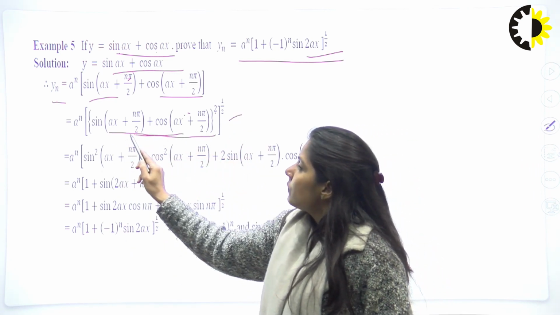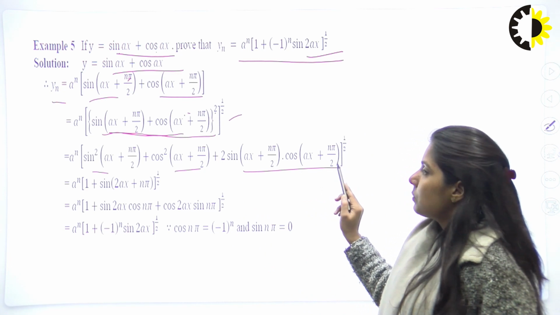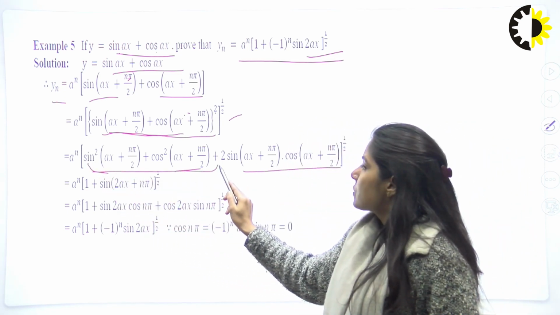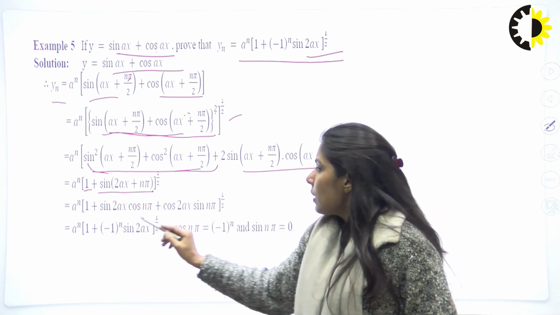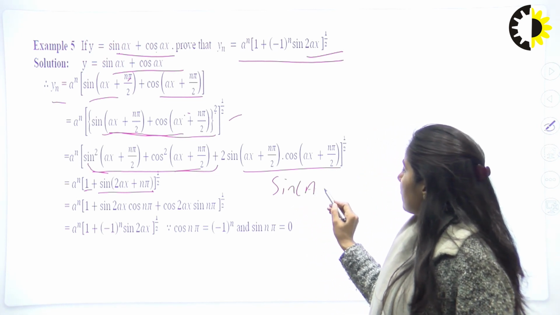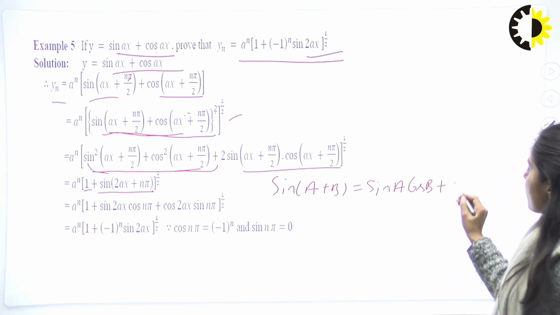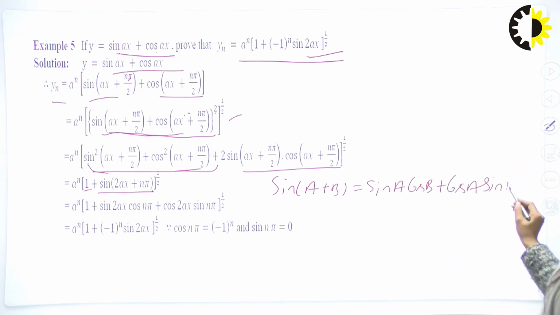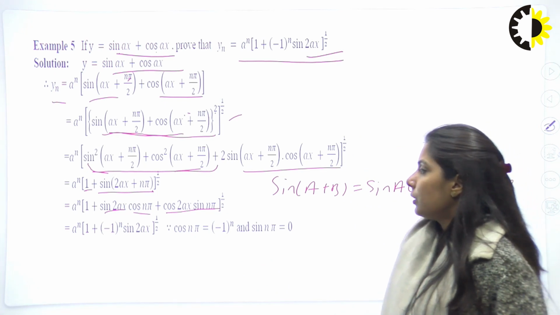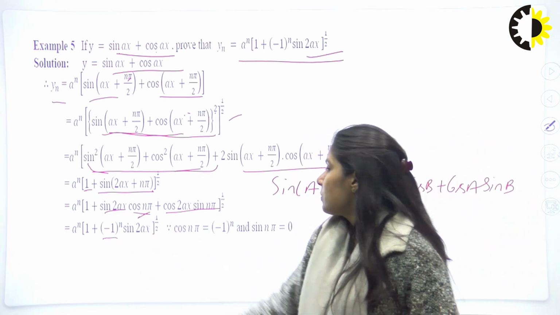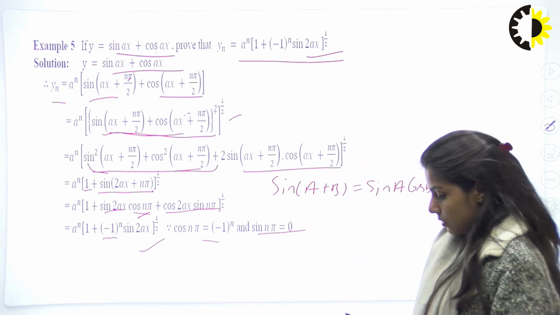Firstly we will expand the whole square, so a square plus b square plus 2ab, and we know that sine square a plus cos square a is equal to 1 and 2 sine a cos a is equal to sine 2a. Now we will apply the formula of sine (a plus b), which is equal to sine a cos b plus cos a sine b. So here will be sine 2x cos n pi plus cos 2x sine n pi, and we know that cos n pi is equal to (minus 1) power n and sine n pi is equal to 0. So we have proved this nth derivative.